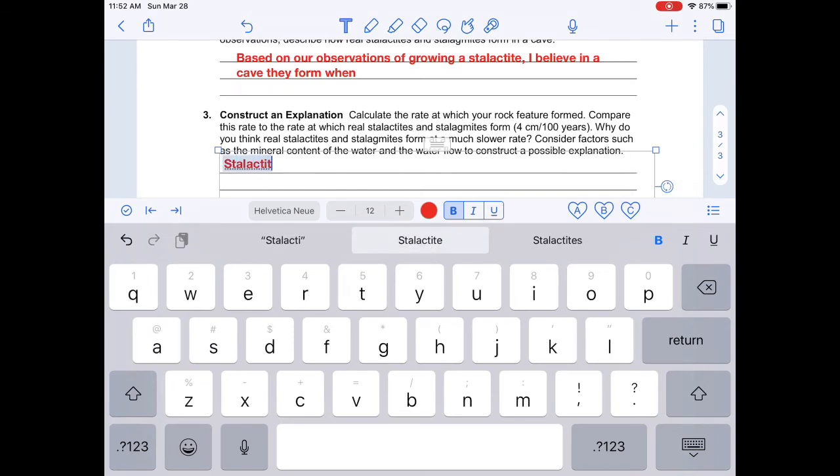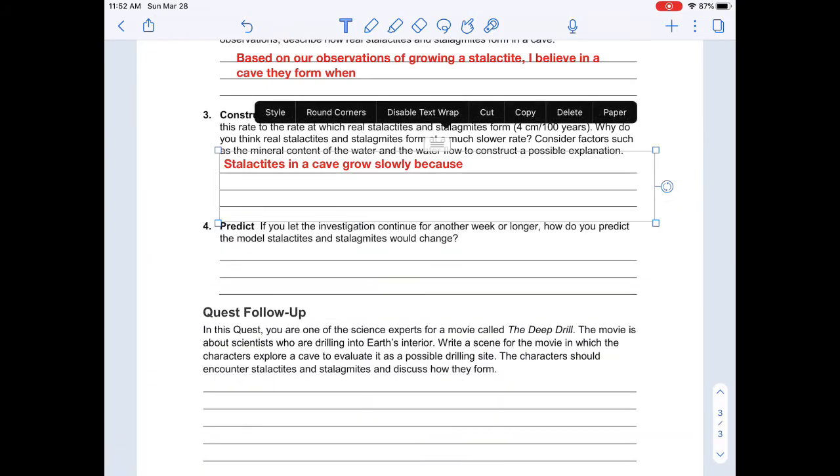stalactites in a cave grow slowly because, and I want you to list a reason why it takes so long. Why do you think it takes so long for those structures to form? And what a stalactite is just minerals that have been left behind when the water is dripping off the cave. The solid is left behind.